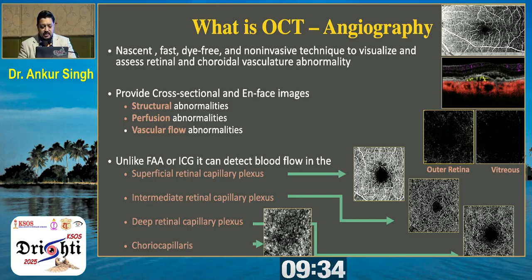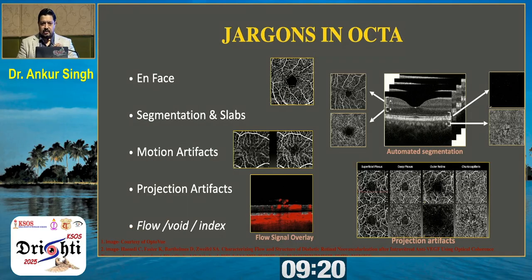Unlike FFA and ICG that detect blood flow only in the complete retina because they treat the retina as a unit layer, you can detect blood flow with the help of OCT angio in the superficial, intermediate, and deep retinal capillary plexus as well as the choriocapillaris. So there are certain terms in OCT angiography.